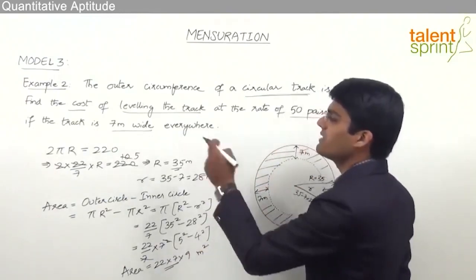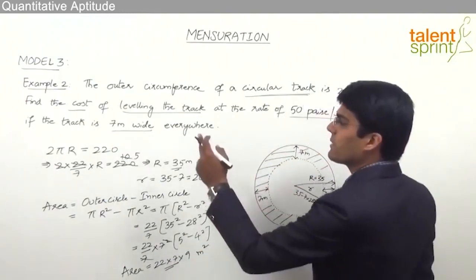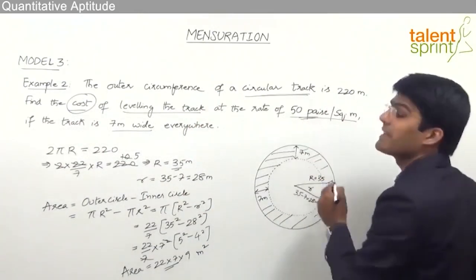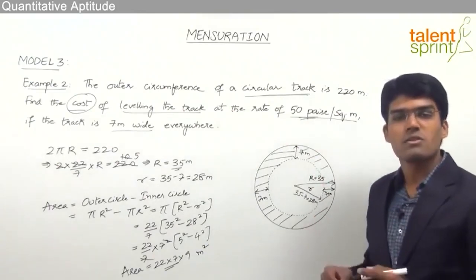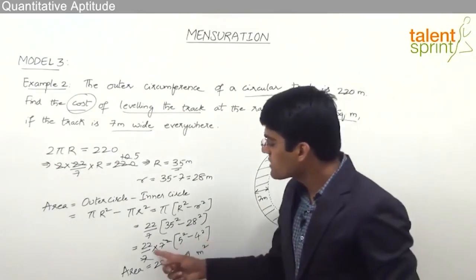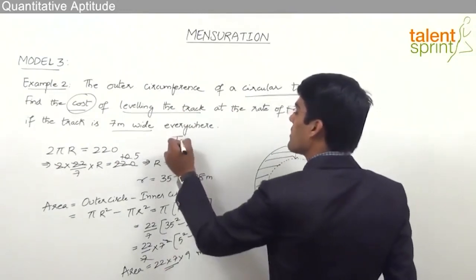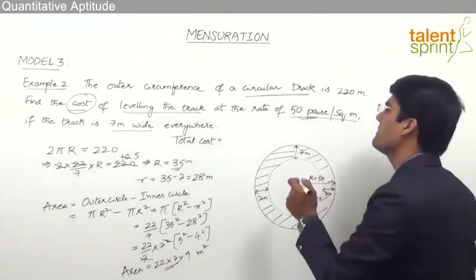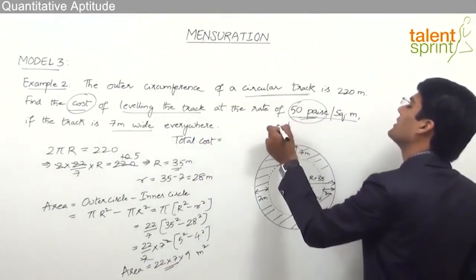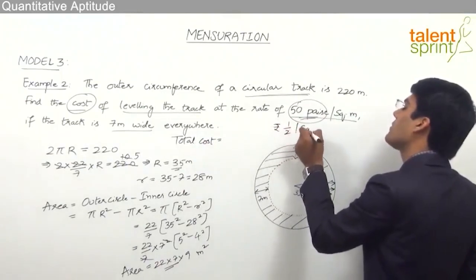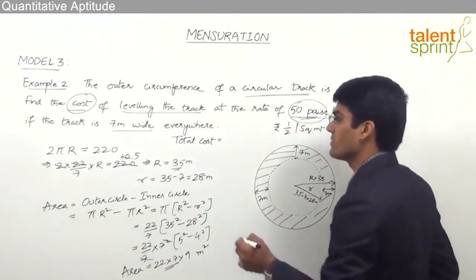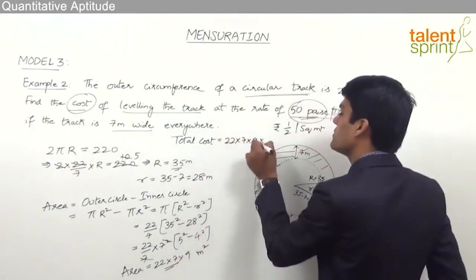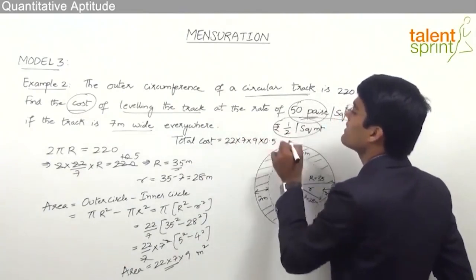All the dimensions here are in terms of meters. But as given in the question, we are supposed to find out the total cost, and the cost per square meter is 50 paisa. That means for 1 square meter, the cost of leveling is 50 paisa. So what will be the cost for this much area? We can say the total cost will be equal to the area multiplied by the per square meter cost. 50 paisa is nothing but half a rupee, or 0.5 rupees per square meter. So total cost will be 22 into 7 into 9, that is the area, into 0.5.